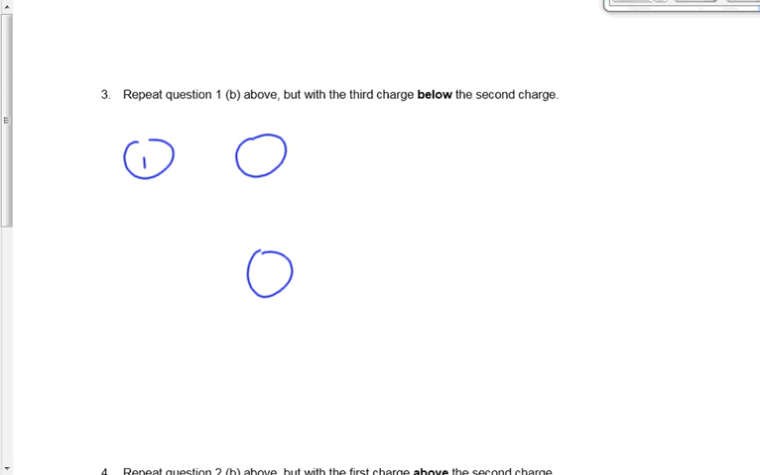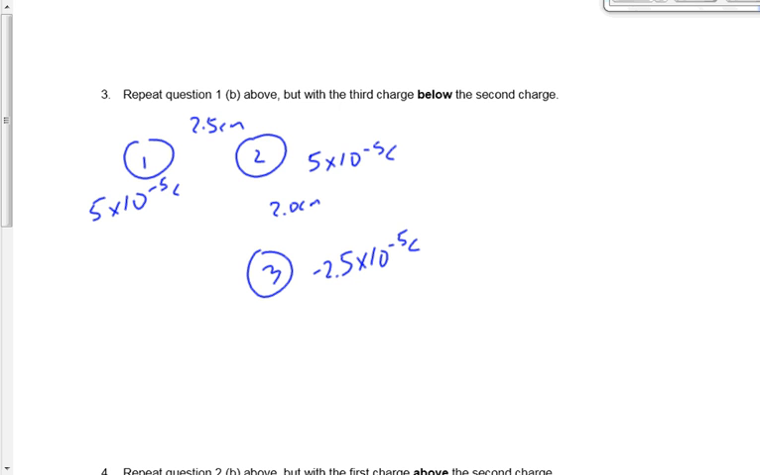Here's charge 1, here's charge 2, and here's charge 3. If we go back to that page that had question 1B on it, we would see that the charge on number 1 was 5 times 10 to the negative 5 coulombs. Charge on number 2 was also 5 times 10 to the negative 5 coulombs. And the charge on number 3 was negative 2.5 times 10 to the negative 5 coulombs. There were also some distances given in question 1B, 2.5 centimeters and 2.0 centimeters, although we have to make sure that we convert centimeters to meters because we always have to be in the standard units.